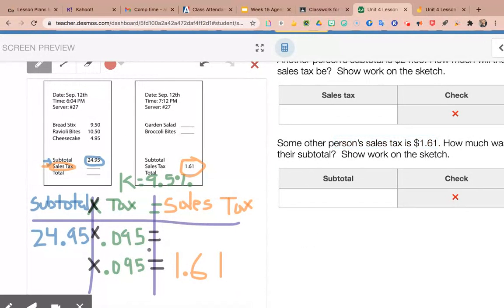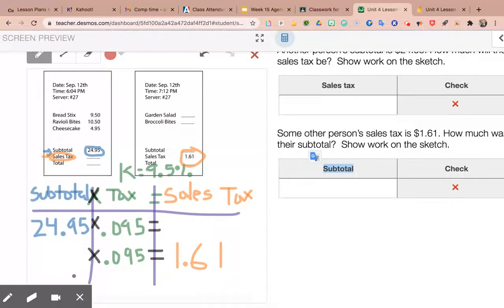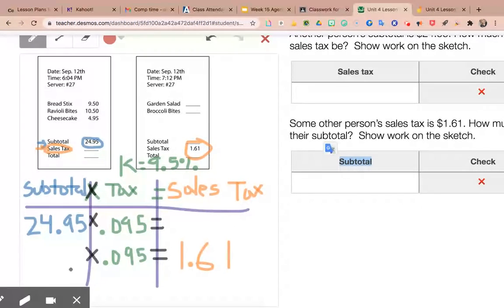And now I want to find the subtotal. So I want to find this number right here. If I don't know what I'm multiplying by, I can always go backwards and divide. So I'm going to do 1.61 divided by 0.095. So you're going to go backwards. You're going to start at the sales tax, divide it by 0.095, and you'll get your subtotal.